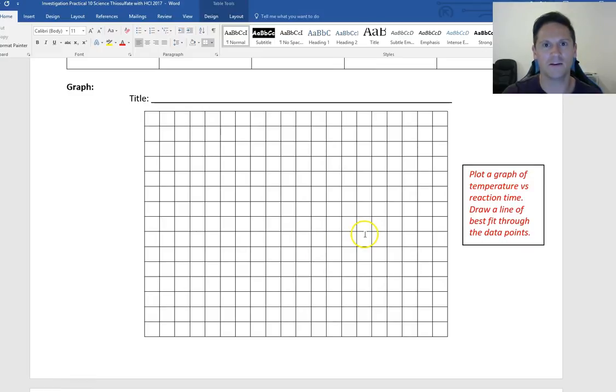You draw a line of best fit through your data points. So if you've got multiple points, you use a ruler to draw a linear line of best fit, or you might draw a curve through your data points. You don't do a dot to dot like a zigzag. It needs to be a line of best fit through those points. Just make sure your scale is consistent when you're drawing.